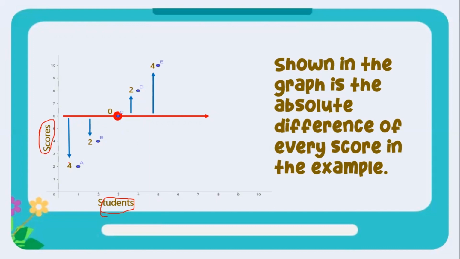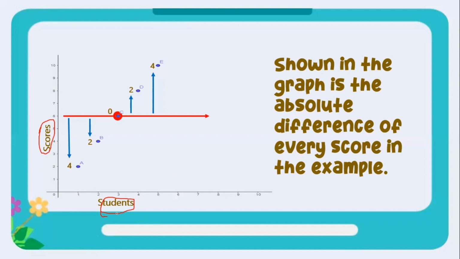The scores deviate from the mean. These are already the absolute deviations. 2 minus 6 is -4, and its absolute value is 4. Here the deviation is -2, and its absolute deviation is 2. Here it's 0. Then it deviates 2 upward, and it deviates 4 upward for the last student. So this is how the absolute deviations look on the graph. We can also compute this by getting the sum of these values and then dividing it by the number of students here.